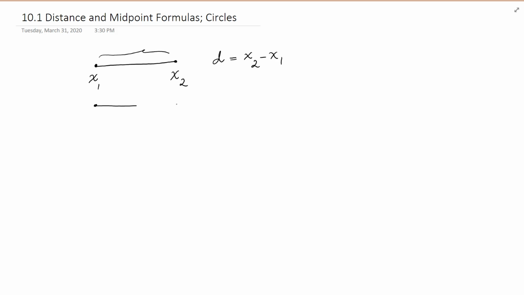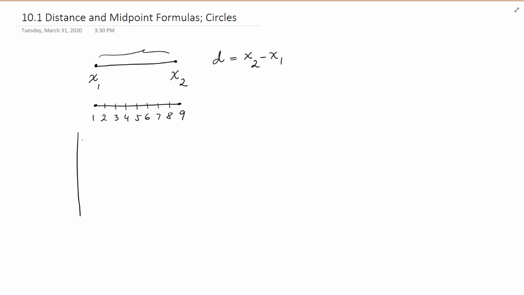Just imagine you want the distance from 1 to 9, right? It would be how many units? It would be 8. Let me see if I got it right. 2, 3, 4, 5, 6, 7, 8. Unbelievable, right? So it's 9 minus 1.